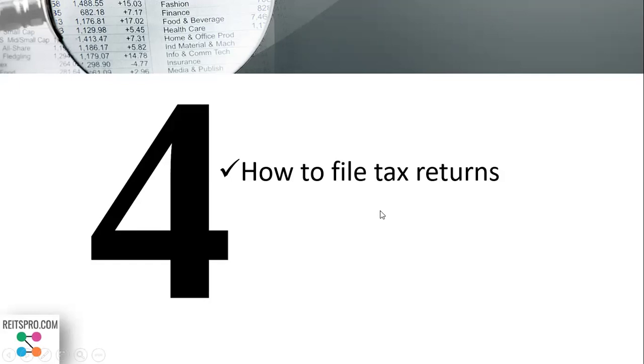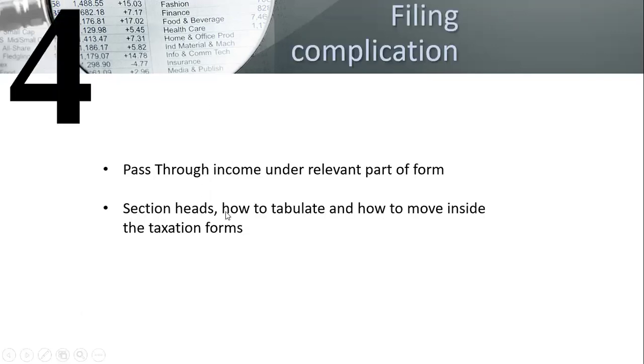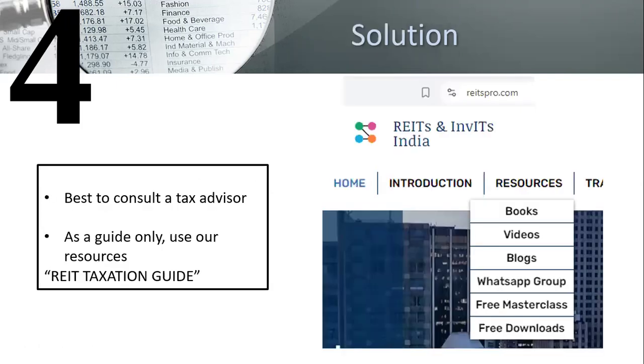So one idea is you need to understand that it's a pass-through income and it has to be done in the relevant part of the form. Your tax advisor would tell you that. And the section heads, how to tabulate and how to move inside the taxation forms is what you can be confused about. So for that, we can give you a small guide here. But first, let me just reiterate again that it's best to consult a tax advisor. But as a guide only, you can use our resources of REIT Taxation Guide.